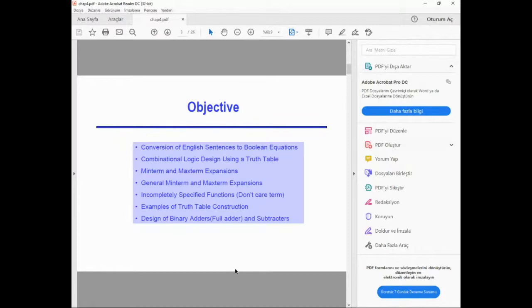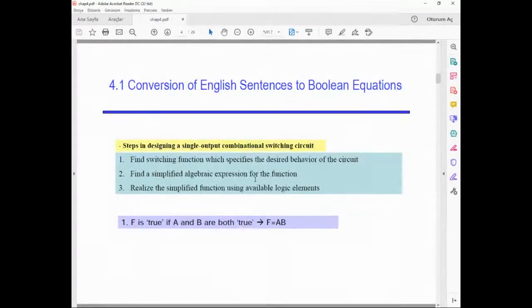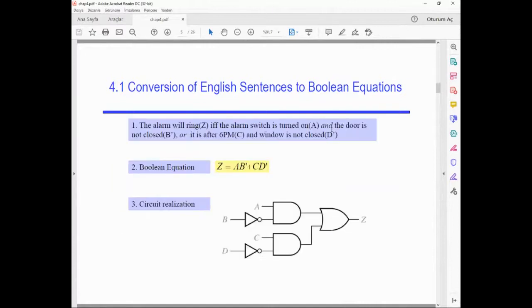So, conversion of Boolean equation. F is true if A and B are both true. It means AND gate, right? If A and B equal 1, then F is 1. It says true or false. We can say 1 is true, 0 is false. So let's see that.